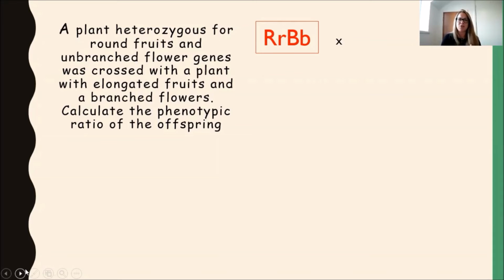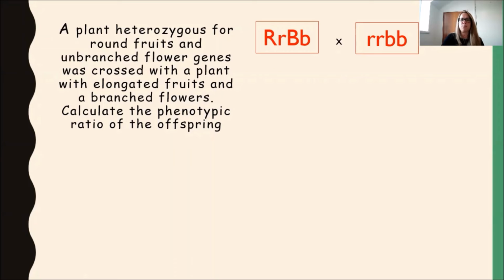So this is a plant that's heterozygous for round fruits and unbranched flowers. We can see the capital R gives round fruits, that's the dominant characteristic, and the capital B gives unbranched flowers. And it's been crossed with a plant with elongated fruits and branched flowers. In this case, the elongated fruits are a recessive characteristic, caused by the two little r's. And the branched flowers are caused by recessive alleles as well, so we've got the two little b's. So those are the parent genotypes.